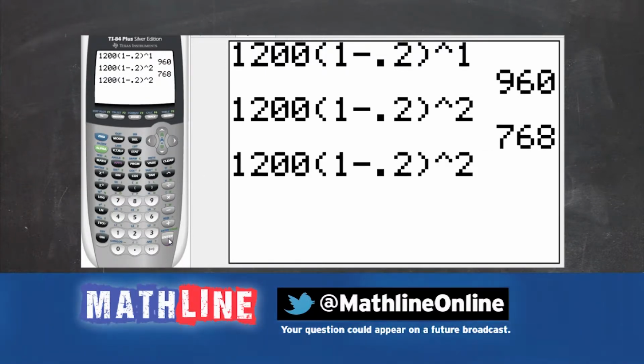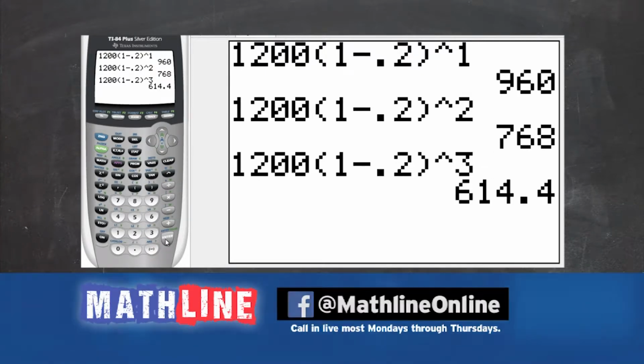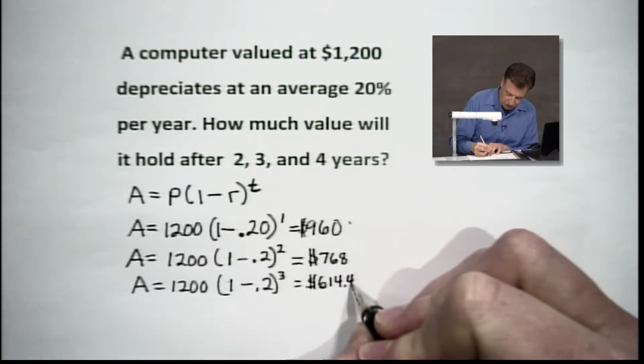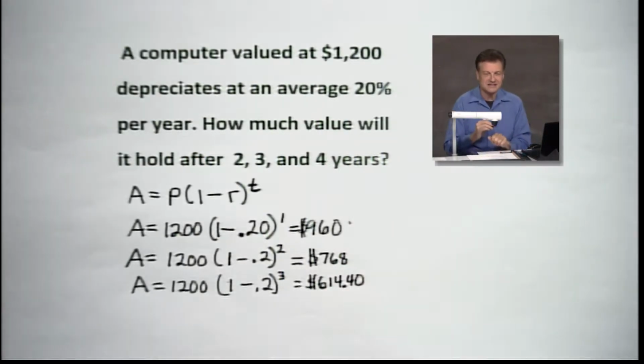And that's so cool. We're going to cursor back to the left and put a 3 in there. Got it? Press enter. We are now at $614 with a little chump change, 40 cents on that discount. The computer has almost lost half its value. Pretty close. And let's see what happens on the next one.